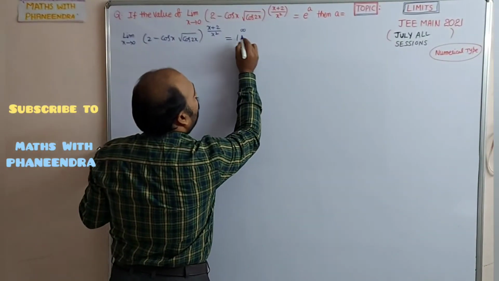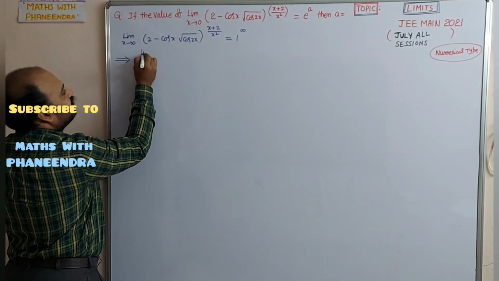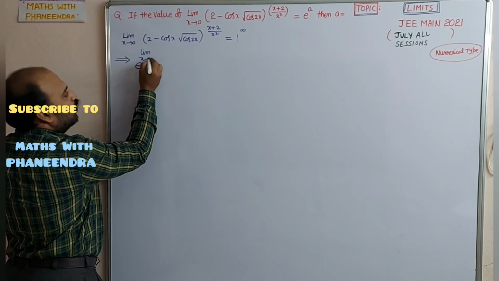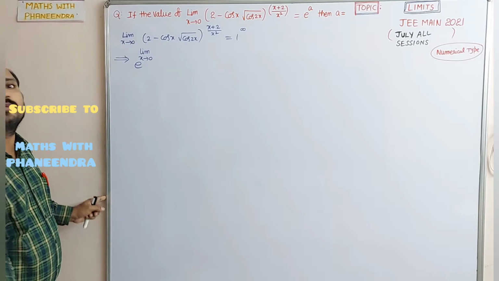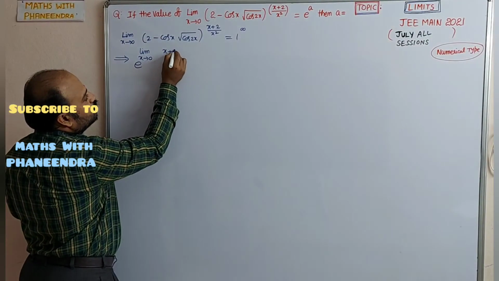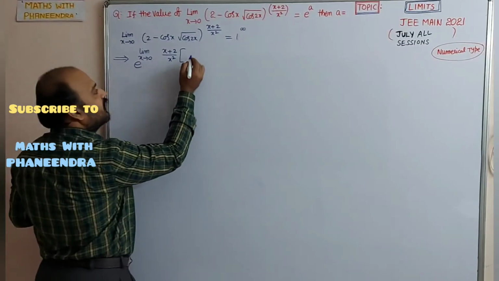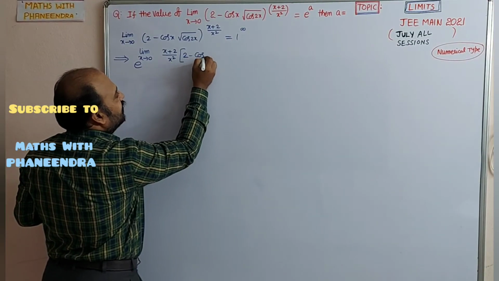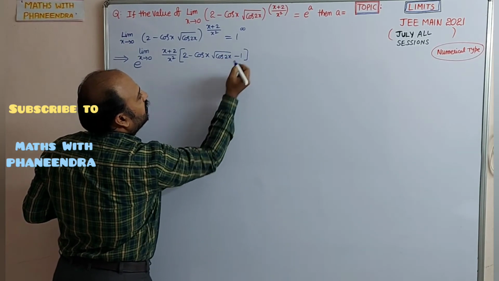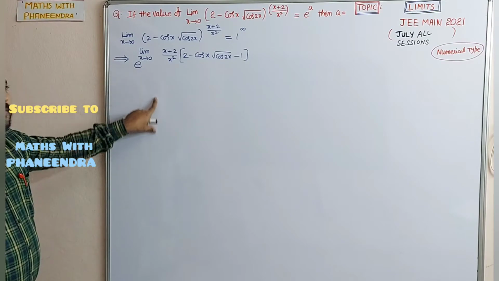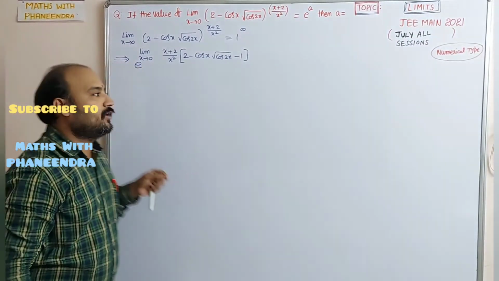Whenever it reaches 1 power infinity, we can write it as e power limit x tends to 0, this is f of x, this is g of x, g of x into f of x minus 1. So x plus 2 divided by x square into g of x into f of x minus 1, that is, 2 minus cos x root cos 2x minus 1. Now we have to simplify. After getting the value of this limit, you can compare with e power a.